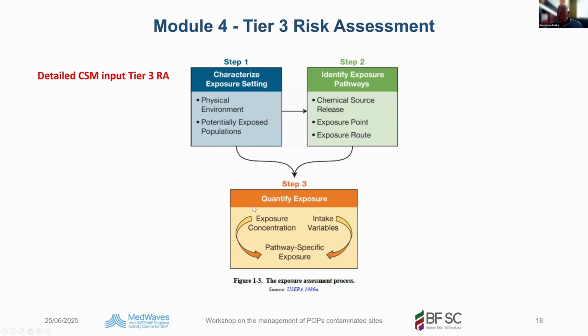So this is an overview of what is needed, details of a conceptual site model in the Tier 3 risk assessment, and the steps to be taken: characterize exposure settings, physical environment, potential exposure to the pollution, chemical source releases, exposure points, exposure routes, and quantify the exposure concentration, intake variables, and then pathway specific exposures. These are the steps taken in such models.